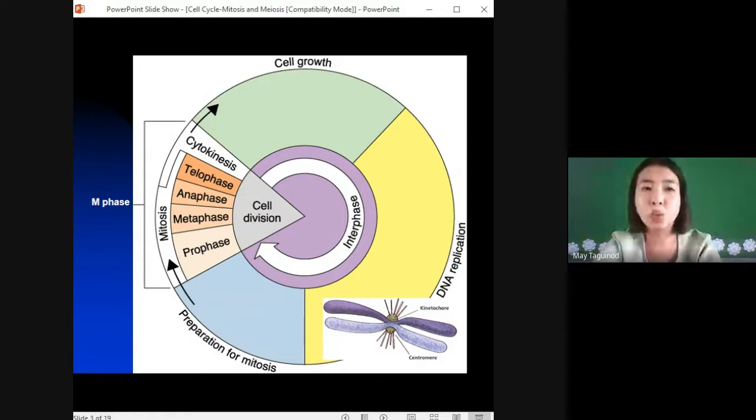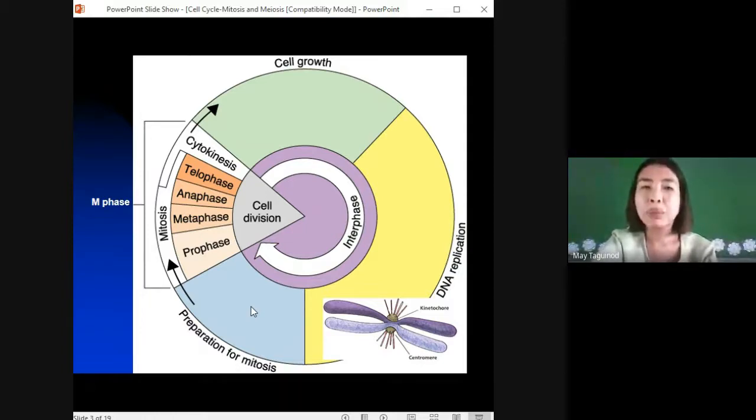The two sister chromatids are attached together by a centromere. This one, the dot or circle structure at the center of our sister chromatids, is what is called the centromere. So the sister chromatids attached together by a centromere form a chromosome. Each chromosome has a matching pair, called the homologous pair.